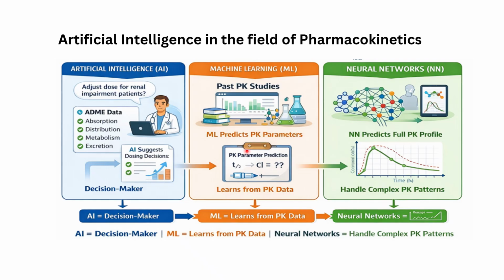Then comes an ML bot or machine learning bot that will learn patterns from the historical PK dataset and will predict PK parameters like clearance or half-life for a new compound based on its physicochemical properties. Finally, these deep learning neural network models may help in predicting plasma concentration over time, considering various factors like molecular structure and patient differences.